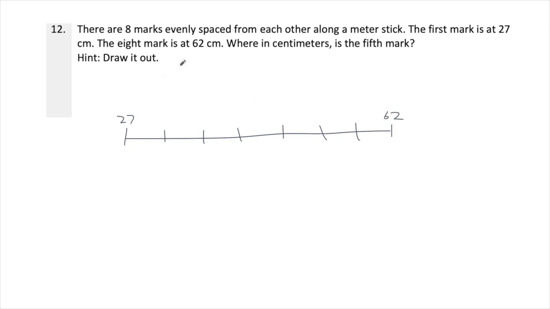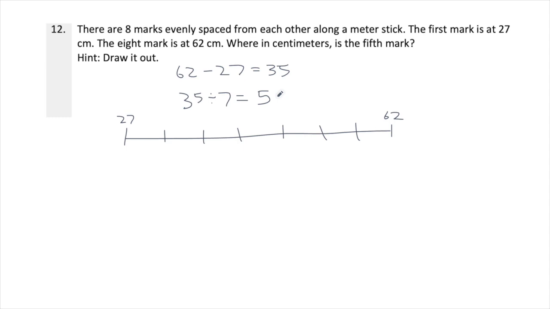So we can do 62 minus 27, and we get 35. We know that all of the marks are evenly spaced, so let's figure out the distance between each of the marks. We have 7 spaces here, so we can do 35 divided by 7 to get the distance between each mark, and this gives us 5. So that means the distance between each mark is 5 centimeters.